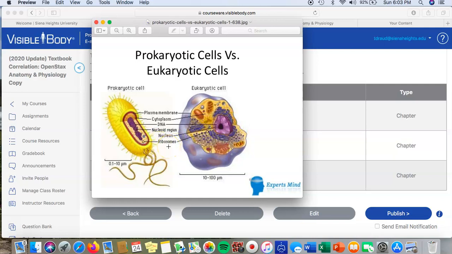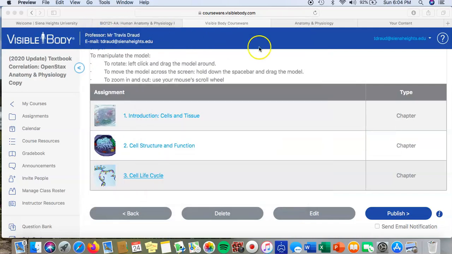Ribosomes are the organelle that produces proteins by joining amino acids together. They both have cytoplasm. They both have a plasma membrane. But the rest of the differences come in terms of the organelles, these membrane-bound organelles. Eukaryotic cells have these membrane-bound organelles that we're going to talk about today, whereas prokaryotic cells do not. Okay, let's get rid of that.